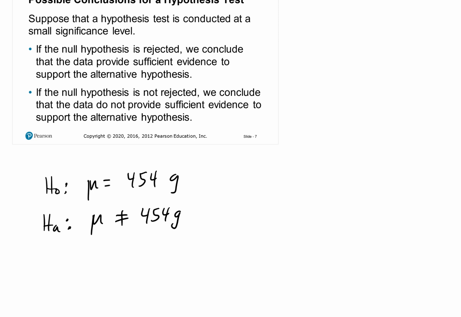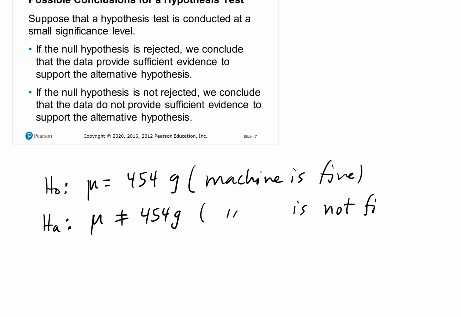So what happened here? The first one tells us that the machine being used is working properly. The machine, I'm going to say, is fine. The machine is not fine. Okay, where again the mean is the mean net weight of all the bags of M&M.